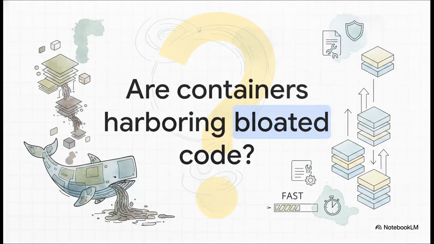Which brings us to our final thought. Are your production environments secretly harboring unoptimized, bloated code? I highly encourage you to go review your team's Dockerfiles today. Check your base images, reorder your layers to really utilize that cache, and implement multi-stage builds. You're going to save space, speed up your pipelines, and dramatically improve your security posture.